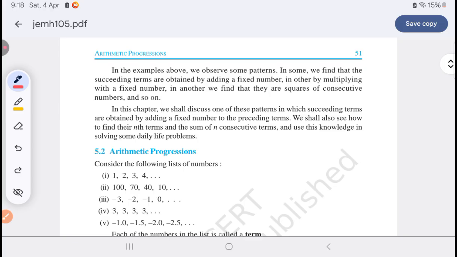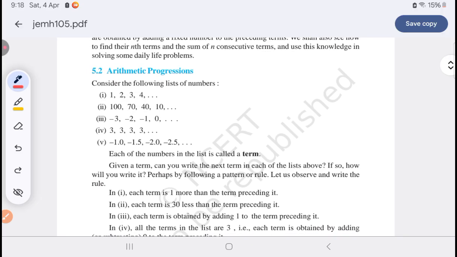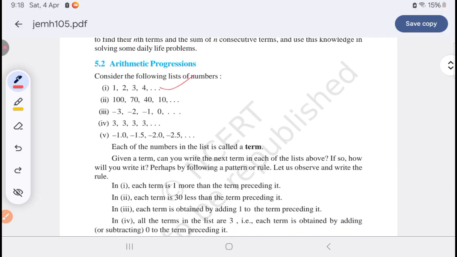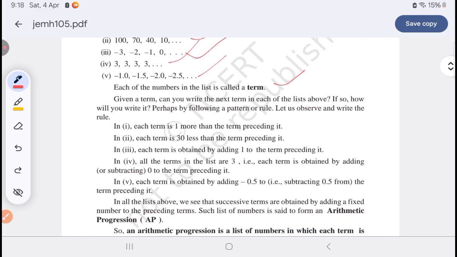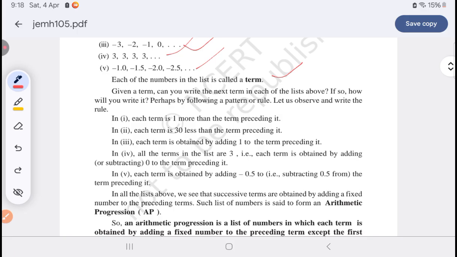So that pattern has a fixed number. You can call it the fixed number for the arithmetic progression. So let us consider some more arithmetic progressions. Let us consider 1, 2, 3, 4. Here each is called a term. Then another, 100, 70, 40, then minus 3, minus 2, then 3, 3. Given a term, you can write the next term for each of the above.